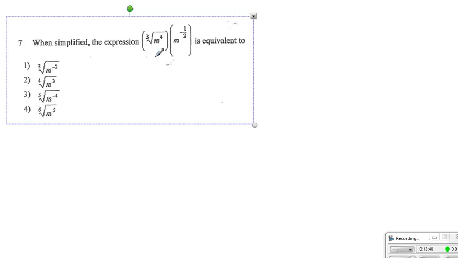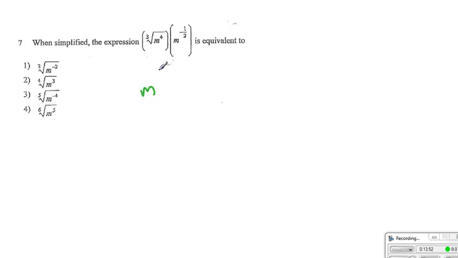Here we're going to simplify this one. Since our bases are the same, this one will be equal to m to the 4 over 3 power times m to the negative 1/2 power.